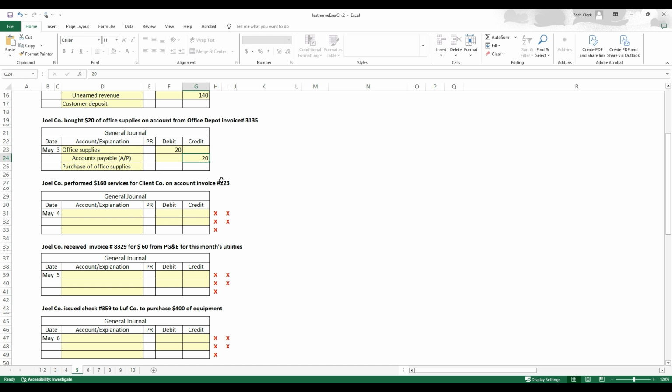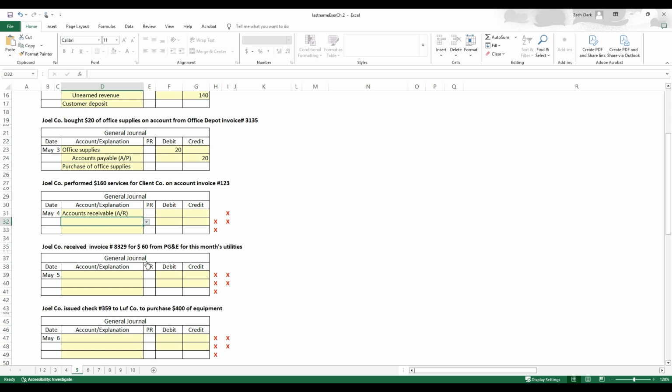We performed $160 of services for a client on account. And so again, we're talking about on account. Accounts payable up here; in this instance, we're going to be looking at accounts receivable. And those are amounts that we are going to receive. Remember, accounts payable is amounts we are going to pay. The key word there is going to. We have not yet paid, and not yet received, in this instance.